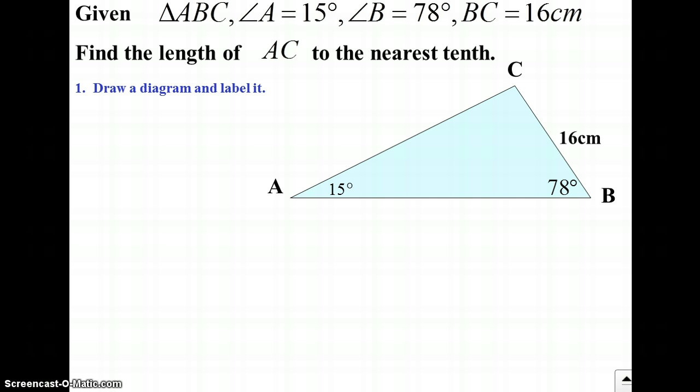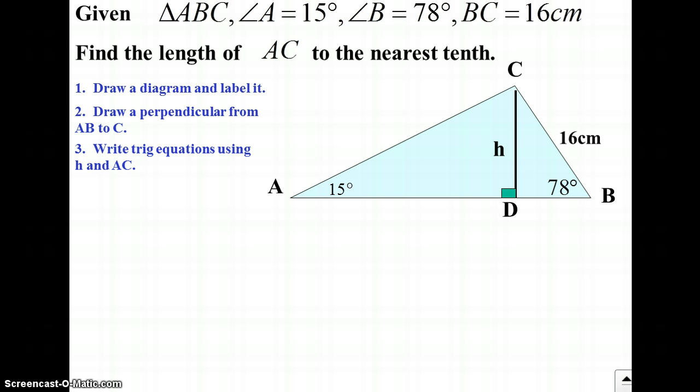Step two, let's draw a perpendicular from AB up to C. From point D, we'll call that CD. Label that a height, H. I'm going to write some trig equations using that height. Side AC and the side we're given, BC. So from 78 degrees, opposite over hypotenuse, that's the sine of 78 equals h over 16. From 15 degrees, we've got the opposite and the hypotenuse, side AC. So the sine of 15 degrees is h over AC.